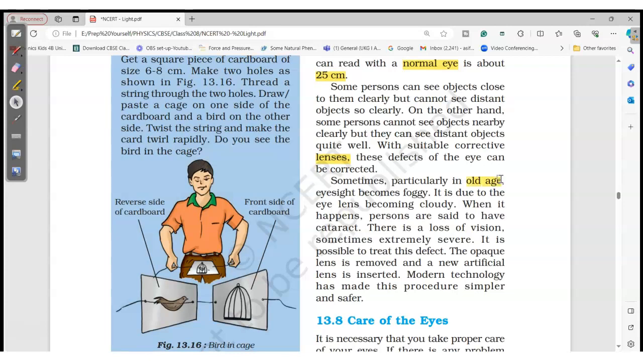Sometimes, particularly in old age, eyesight becomes foggy. Why? It is due to the eye lens becoming cloudy. When it happens, person is said to have a disease called cataract. You must have heard your grandparents going through an operation for cataract, right? So there is a loss of vision in cataract, and sometimes it becomes extremely severe. It is possible to treat this defect. Okay, nowadays there are laser technologies, there are a lot of modern technologies which are very simple and easy, and it can cure this defect of cataract at that age.